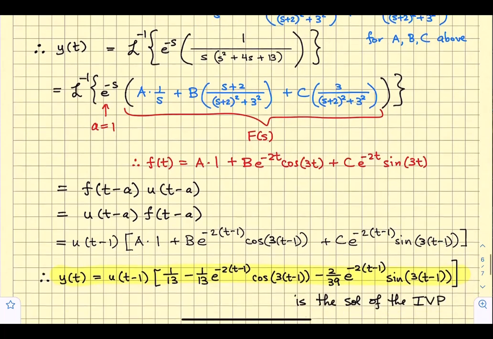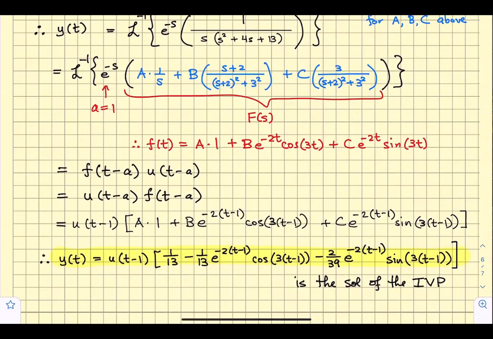And then last but not least, I need to substitute in the numerical values. I knew what a was, I knew what b was, I know what c is. And so at the end of the day, what we get is that the solution to the initial value problem is the unit step times this entire function.